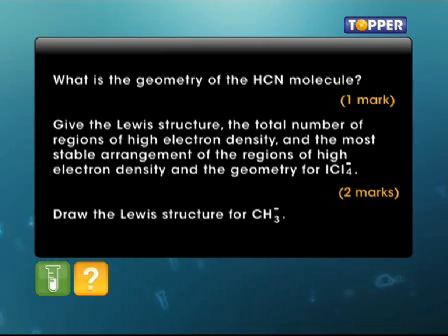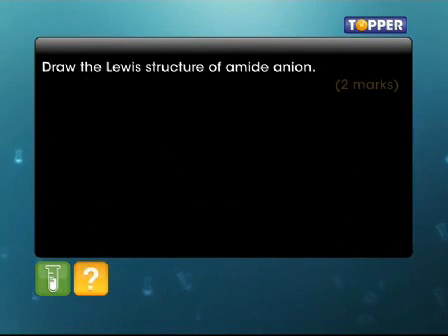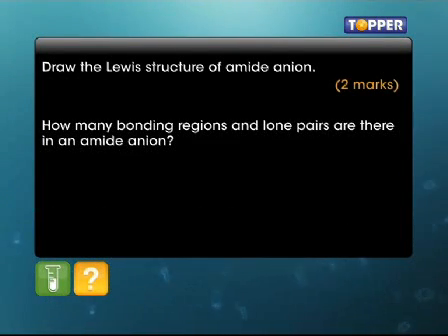The next question is, draw the Lewis structure for CH3- for 1 mark. Draw the Lewis structure of amide anion. How many bonding regions and lone pairs are there in an amide anion? This one will fetch you 2 marks.